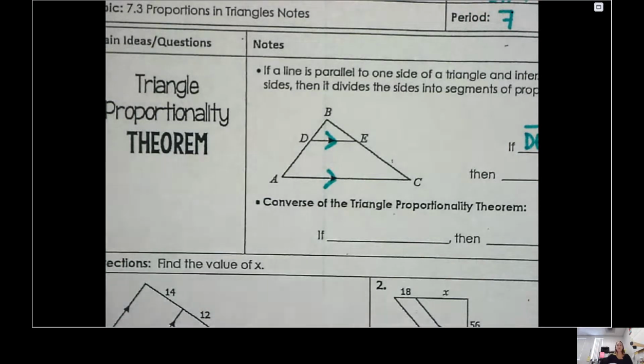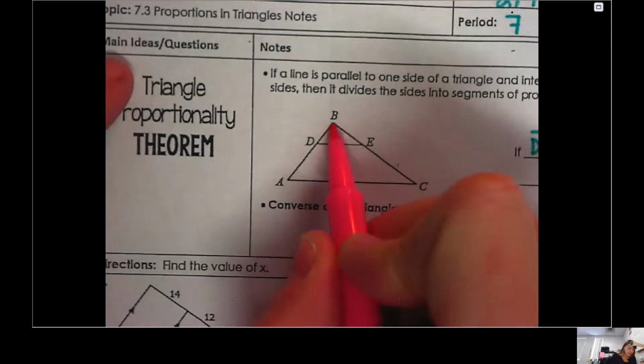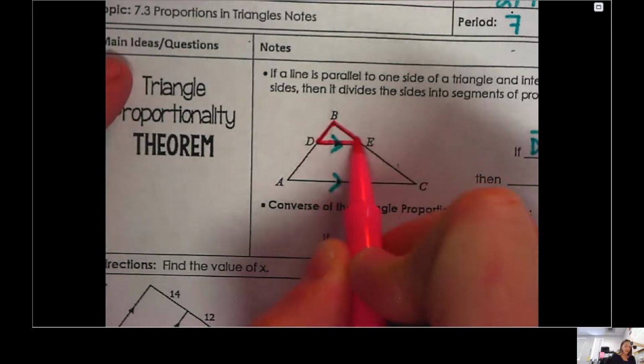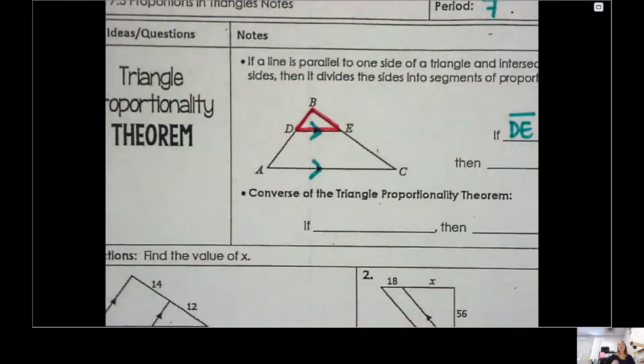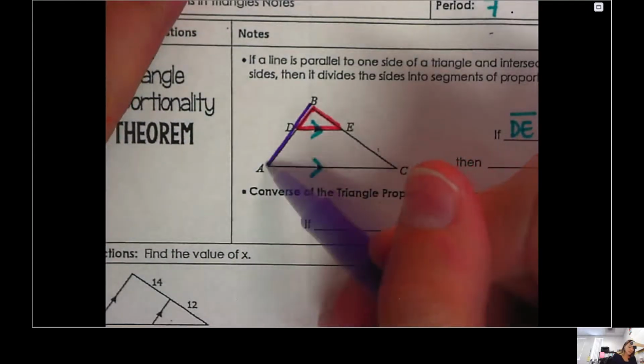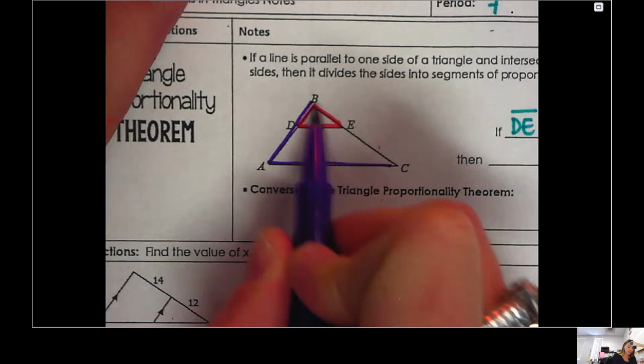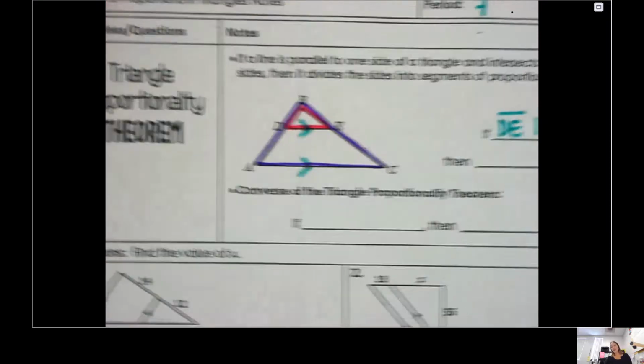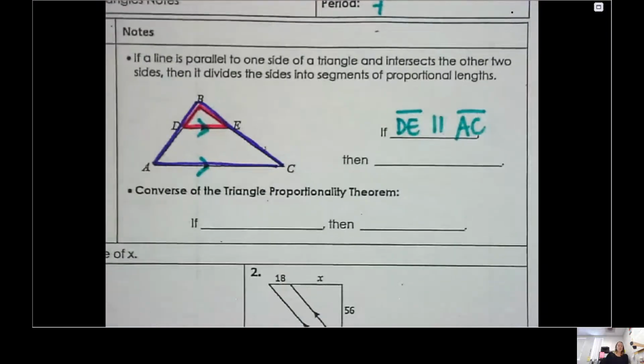So here's my small triangle, BDE. Okay, there it is in pink. And then I've got a larger triangle, ABC, right here. Okay. So the side lengths of these two triangles are going to be proportional, which means they're going to have the same ratio, the same fraction.